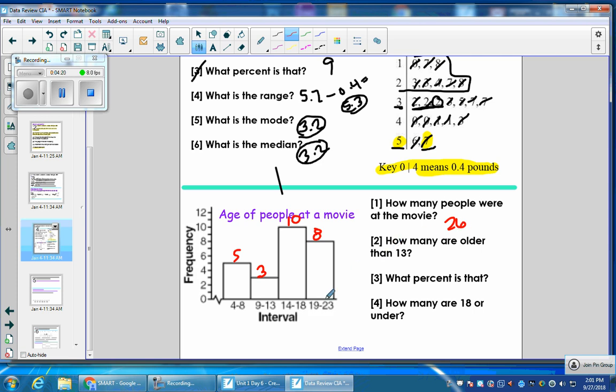How many are older than 13? So I go to 13 and older is this way. We have to total up the 2 numbers though, so that's 18. We could skip that one again. And then how many are under 18? We go to 18 here and we go this way. So we have 10, 11, 12, 8, 7, 18.